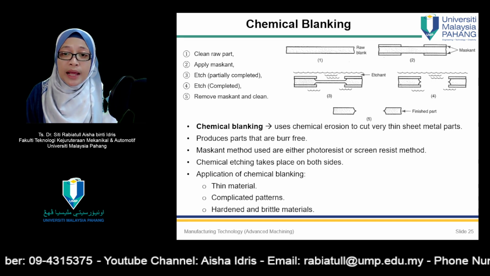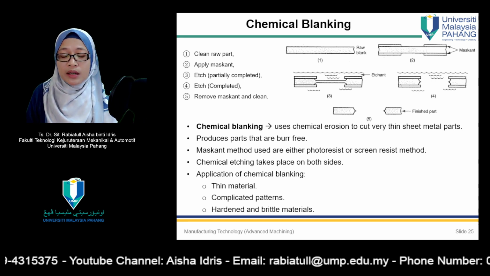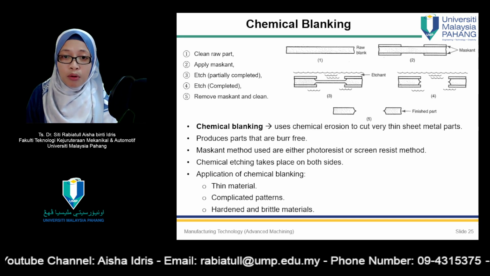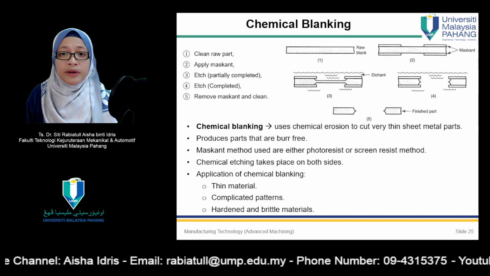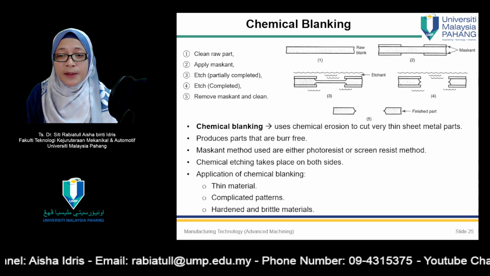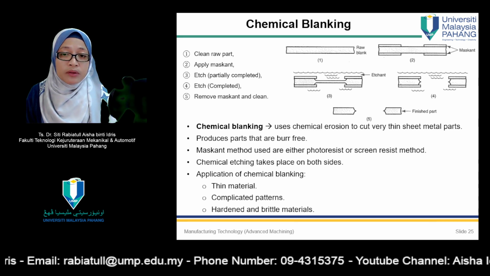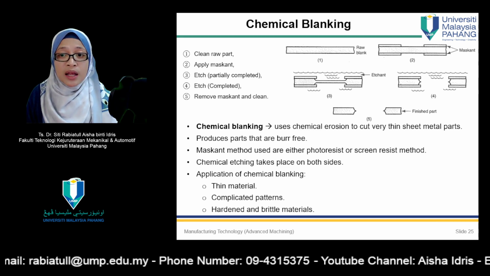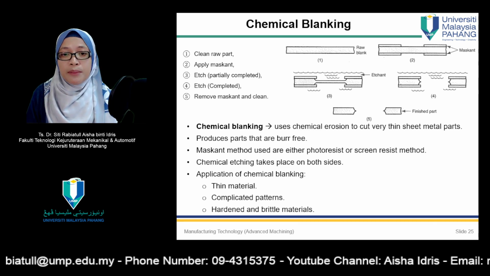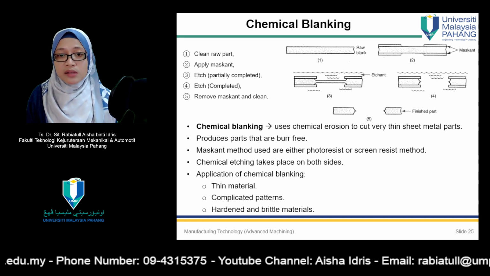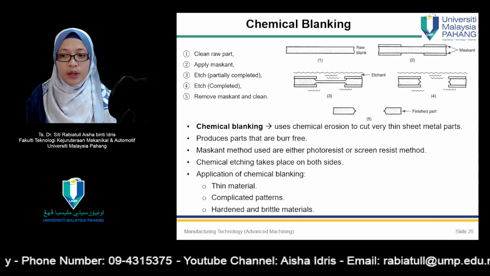Application of chemical blanking is generally limited to thin materials or intricate patterns for reasons given in the preceding. Maximum stock thickness is around 0.75 mm. Also, hardened and brittle materials can be processed by chemical blanking, where mechanical methods would surely fracture the work.